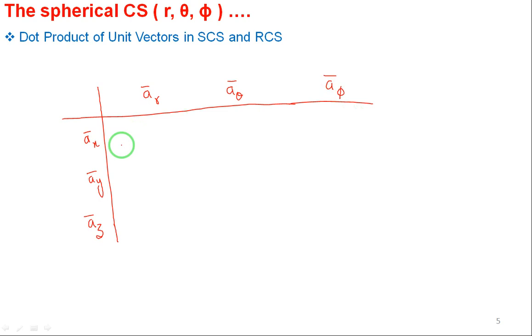Next, how to calculate? I will not look at the diagram. If I look at the diagram, it is once again confusing. If you want, you can go back to the previous slides and have a look at the diagram. But how to fill this table, I will tell you.